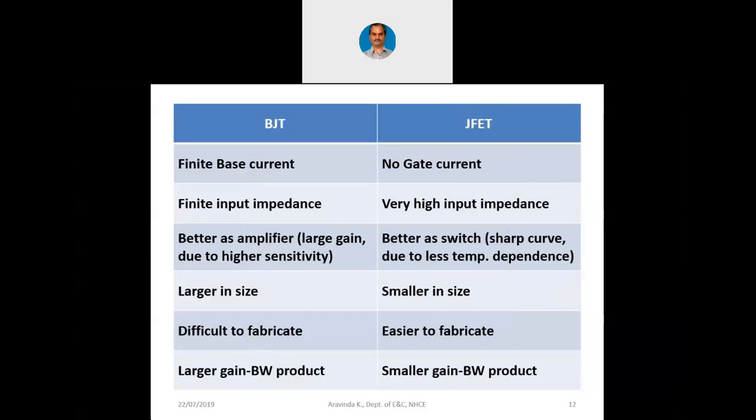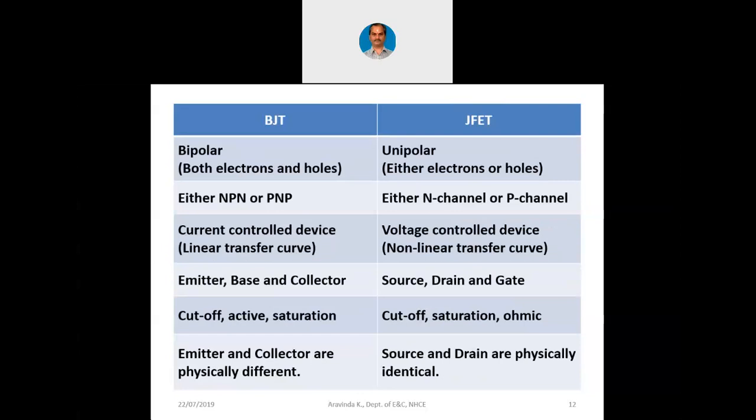In the last class, we had seen some differences between BJT and JFET. Just to remind you, let me go back to the previous slide. Here you can see BJT is bipolar, having both electrons and holes. JFET is unipolar, having either electrons or holes. That is when we call the JFET as either N-channel JFET or P-channel JFET, whereas we call BJT as either NPN or PNP.